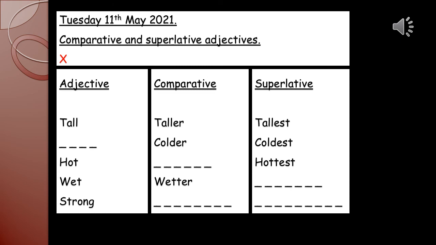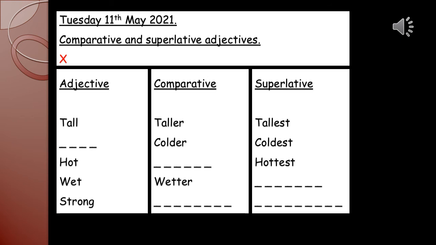Remember to skip a line and then write these three headings: adjective, comparative, superlative. Draw a nice big square, as big as your book will let you, and make sure you use a ruler to underline these headings. After that, we can see teacher wrote the words tall, taller, and tallest under the correct heading. Number 2 has blank, colder, coldest.